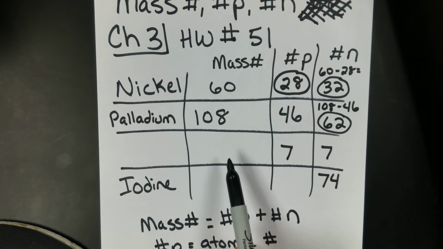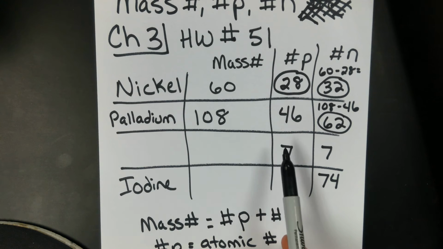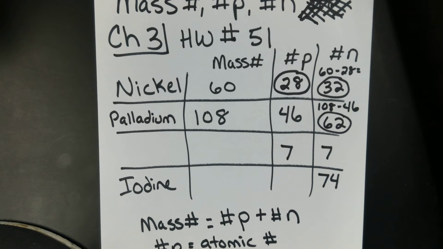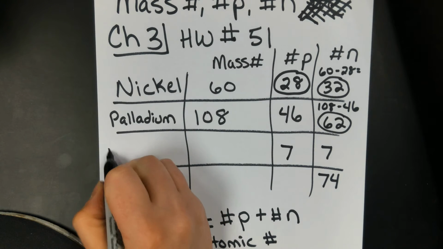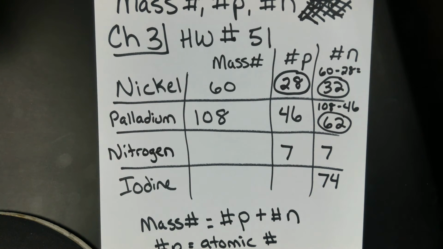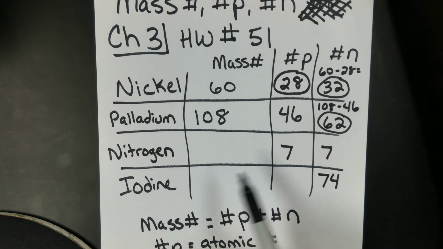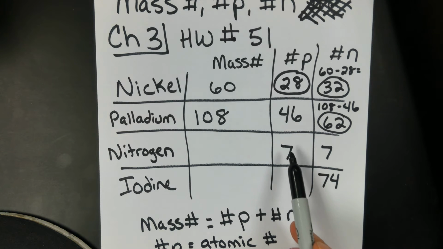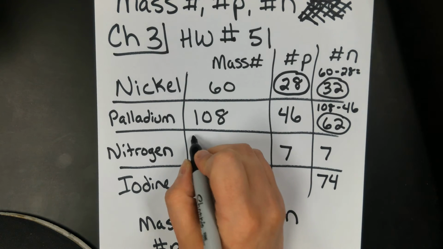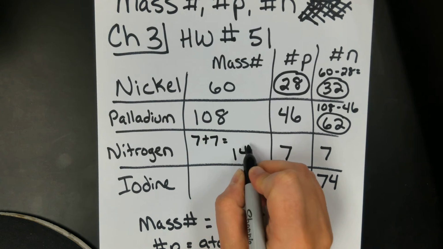Next, very similar situation. We're given no element, but we are given the number of protons. So all I have to do is look up who has 7 protons on the periodic table, and it turns out to be our buddy nitrogen. So now that I know nitrogen is who we're talking about, the mass number is what? The mass number is mass of protons plus mass of neutrons. So it's going to be 7 plus 7, so my mass number is 14.